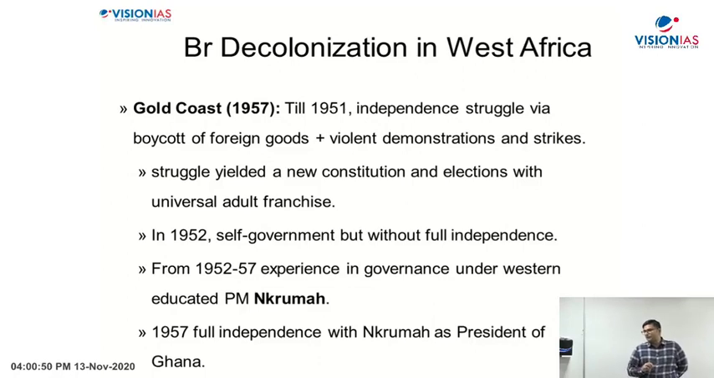So from 1952 to 57, they transferred power to a Western educated moderate, Nkrumah. 1957, when they have got experience, full independence is given, ठीक है? तो example हो गया, trend का example हो गया है, next देखते हैं.